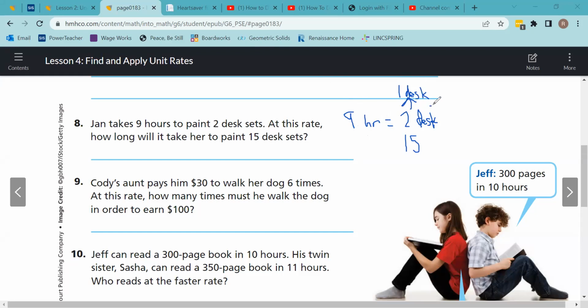set. So we need to divide the 2 by 2 to get one desk. So we also need to divide 9 by 2, which a lot of you know in your head. 9 divided by 2 is 4.5. So we've got 4.5 there. There's a perk, you guys. 4.5 hours. 4 hours and 30 minutes. If you already knew that, then you get to skip that whole minute of me blabbing, right?